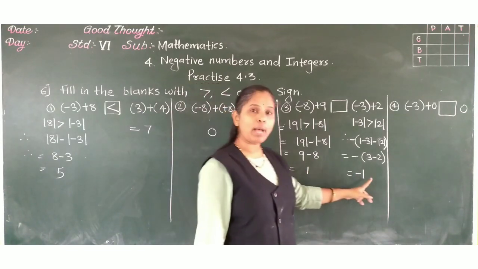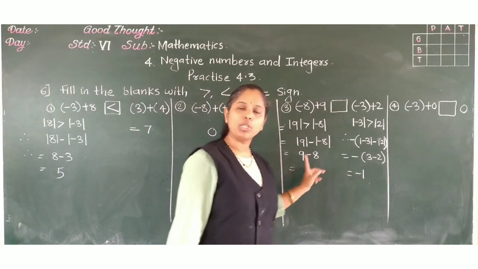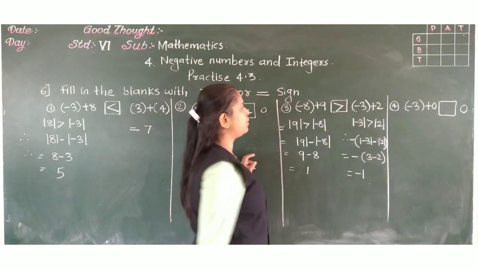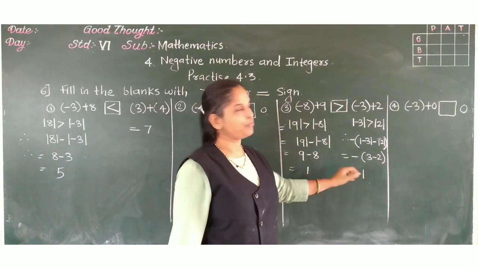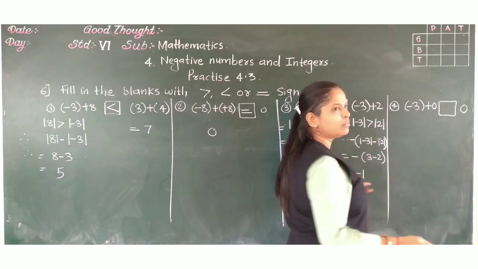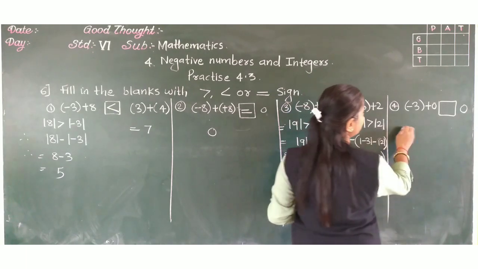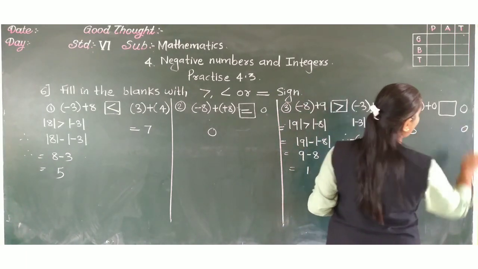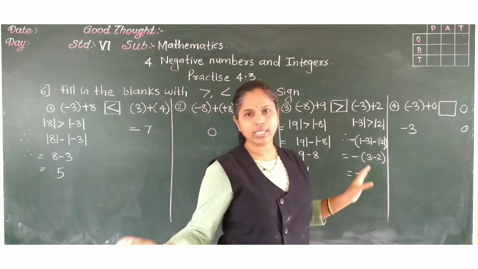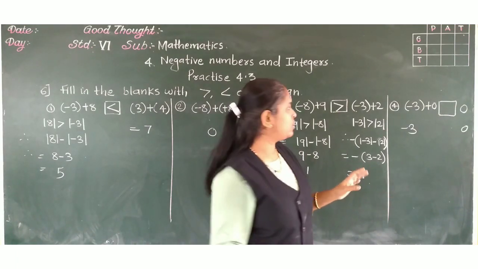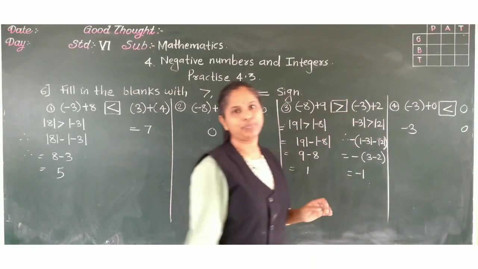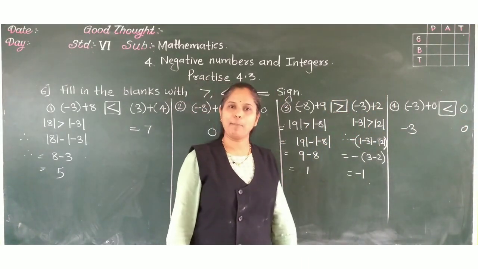Now who is greater? Plus 1 is greater or minus 1? Always positive integers are greater. So plus 1 is greater than minus 1. Next, minus 3 plus 0 is what? Minus 3 only. And this is 0. So who will be greater? Negative numbers are always smaller. So 0 is greater than minus 3. In this way you will have to compare.